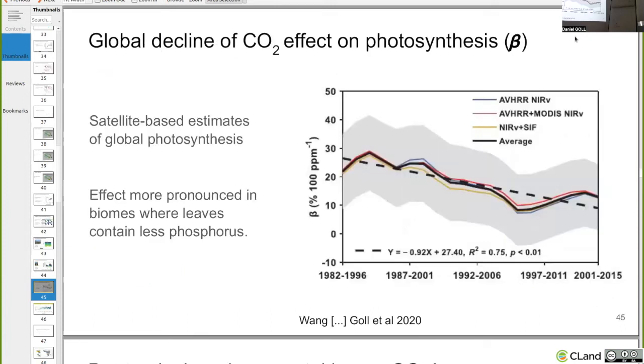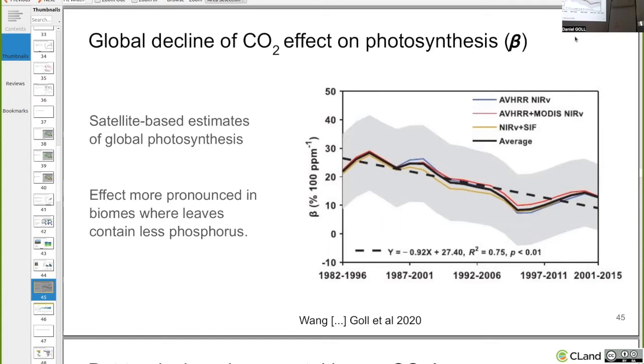On a global scale, there are also some indirect hints that phosphorus limitation might lead to a decline in the stimulation of global photosynthesis due to the increase in CO2 concentration. This is work where they use proxies for photosynthesis from satellites and look at the beta factor, which is the percentage increase in GPP for a 100 ppm increase in CO2, as a running mean. And they found that this beta factor is declining over time.